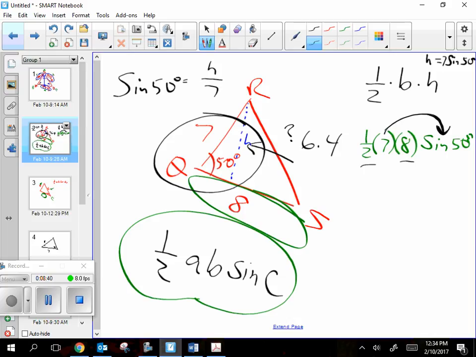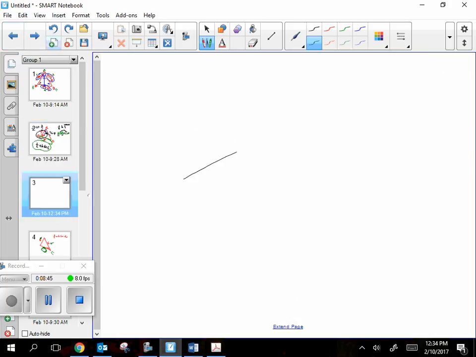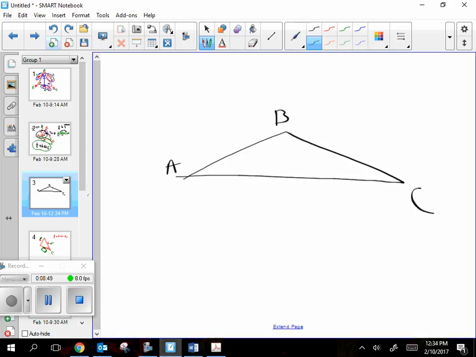And if you just memorize 1/2 AB sine C, imagine a scenario where they say A, B, C, and it's going to be really hard to figure out that height. But you got this, and you got this, and you got that. What could you do? 1/2 AB sine C. Now, if you forget that, it's not that much slower to just figure that out using trig.